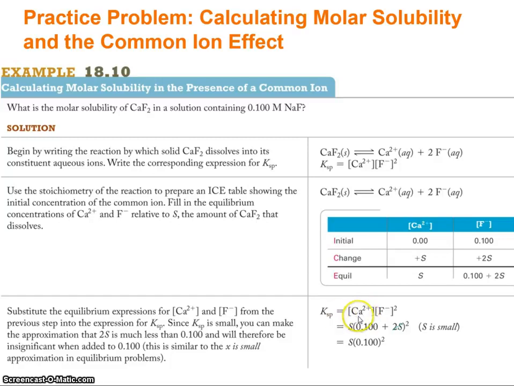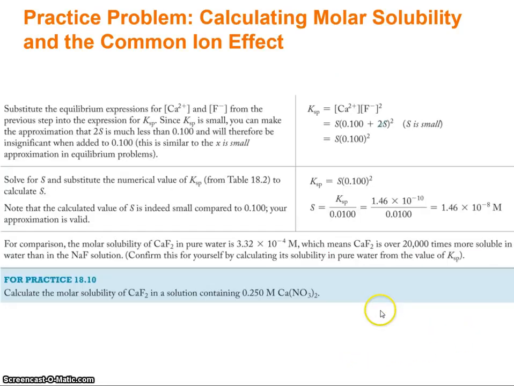Ksp is calcium 2+ times fluoride minus squared, or S times (0.1 + 2S) squared. S is small, so S times 0.1 is Ksp. Rearrange to solve for S, and we get 1.46 times 10 to the minus 8. For comparison, in pure water it's 3.32 times 10 to the minus 4, so calcium fluoride is 20,000 times more soluble in water than in the solution of sodium fluoride.